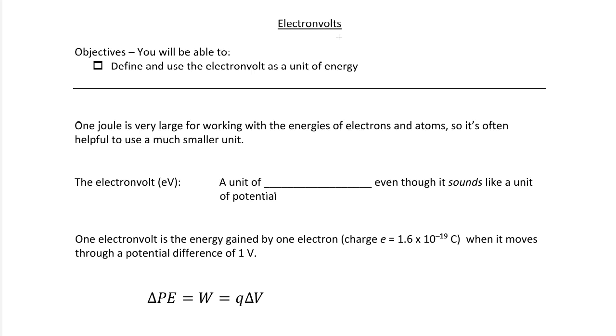This is a short lesson to introduce the unit called the electron volt. So 1 joule is very large for working with energies of electrons and atoms, so it's helpful to have a much smaller unit. And that unit is the electron volt, which has this symbol. And the electron volt is a unit of energy, even though it sounds like it's a unit of potential because it has volt in it.